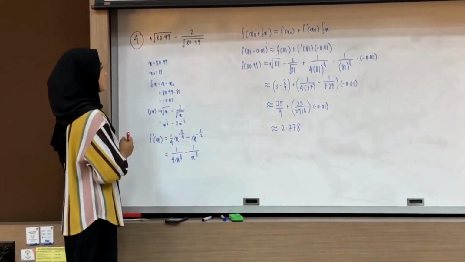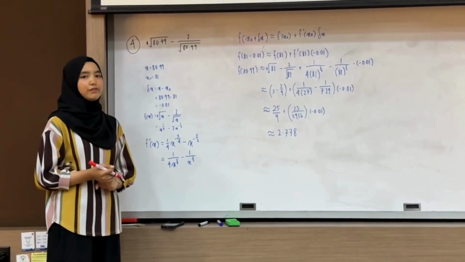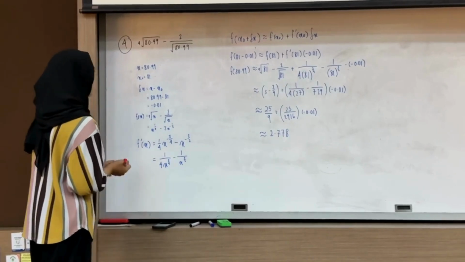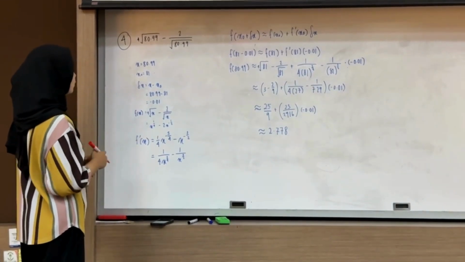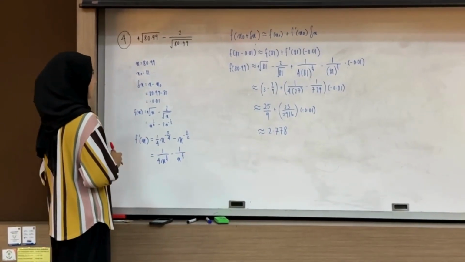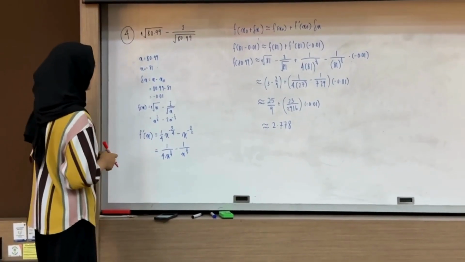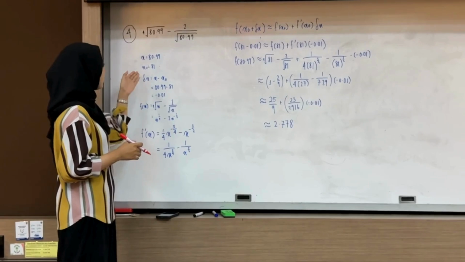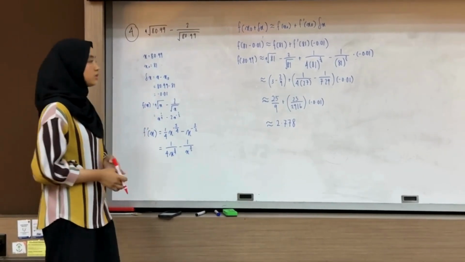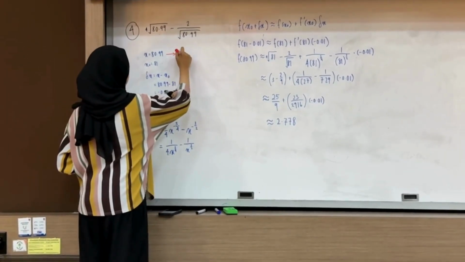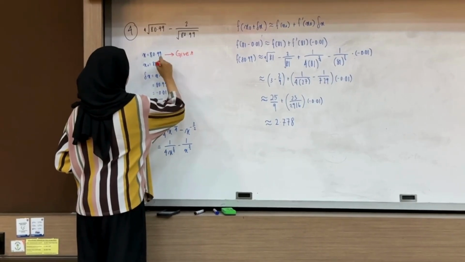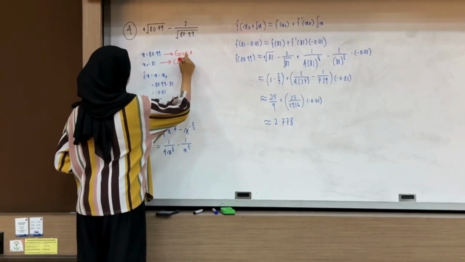Hi, my name is Darisha binti Hadi. I'm going to explain how to solve a linear approximation and differential question. The question is the 4th root of 80.99 minus 2 over the square root of 80.99. We are going to solve this using the linear approximation equation. First we are going to find the given value and the chosen value. The given value is 80.99 and the chosen value is 81.